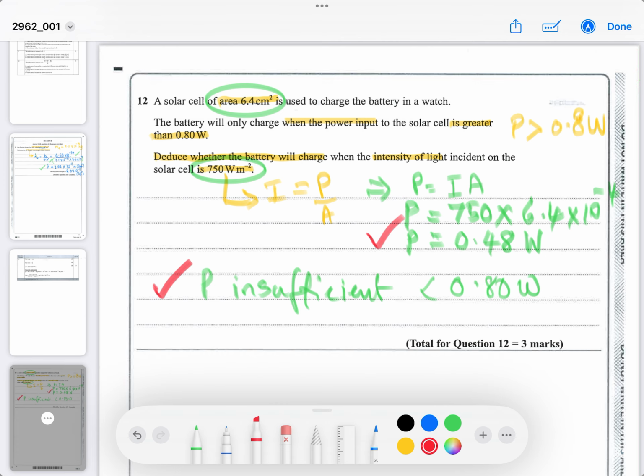What's the third mark for? Working out the area, no doubt, I'm guessing. Let's have a look at the mark scheme. Yeah, 1 for the comparison, 1 for the use of the equation, 1 for the answer. Okay, so putting the numbers in will get you 1 mark, getting the right answer will get you the 2nd mark, and comparing it with 0.8 will get you the 3rd mark.